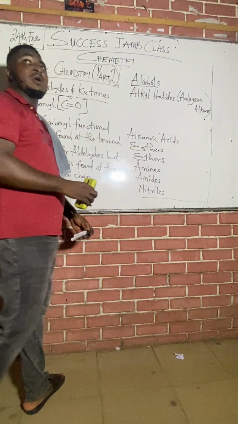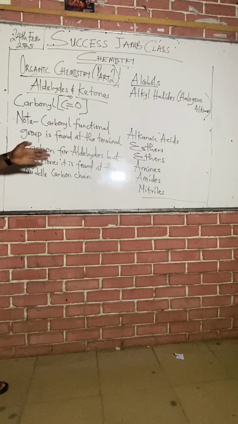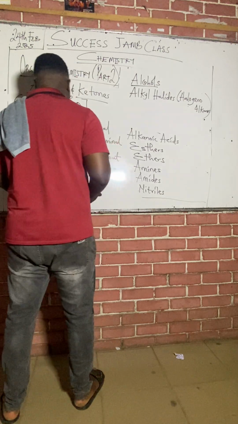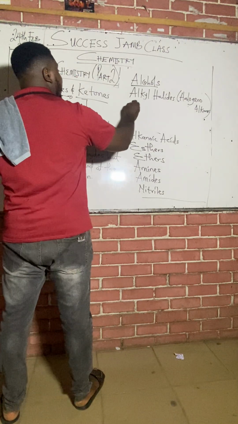Question now remains, what makes an aldehyde? If you see the carbonyl group at the end, it's an aldehyde. If you see it in between the chains, it's a ketone. It's a what? Ketone.